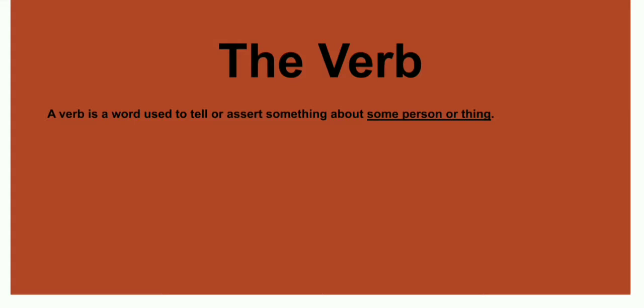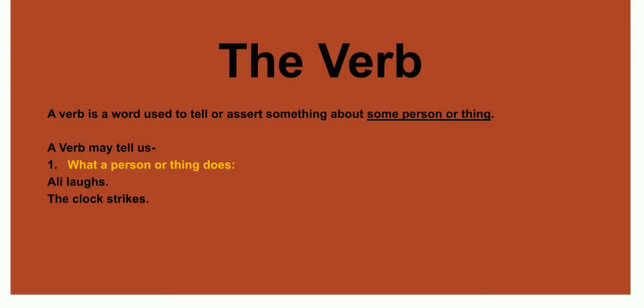The verb is defined as a word used to tell or assert something about some person or thing. That means the verb is a word used to tell about the subject, and that subject may be a person or a thing. What does a person or a thing do? First of all, a verb may tell us what a person or thing does. It shows the action of the subject.